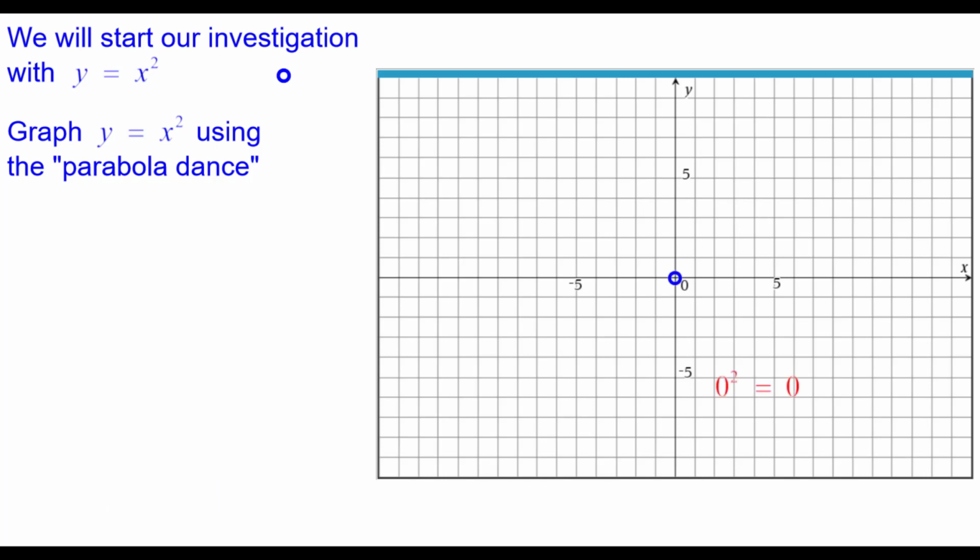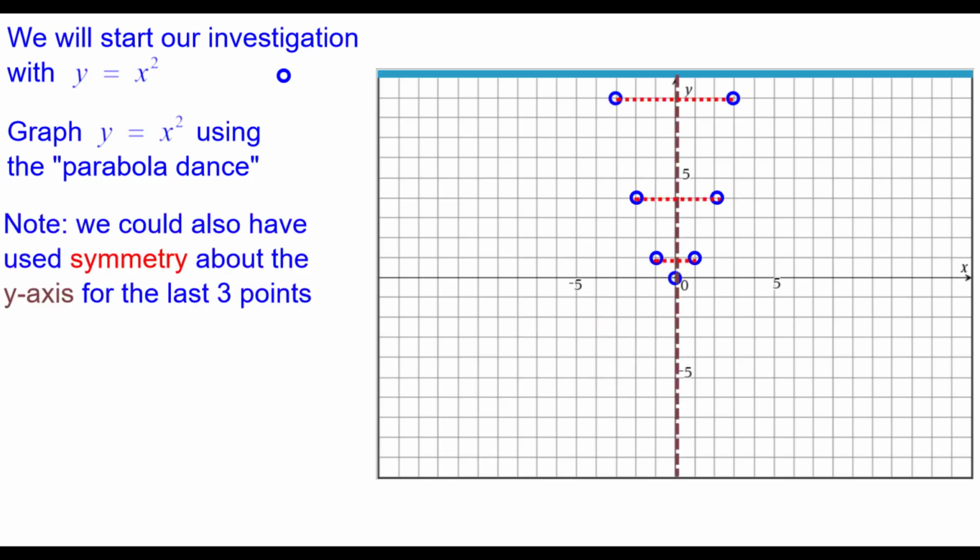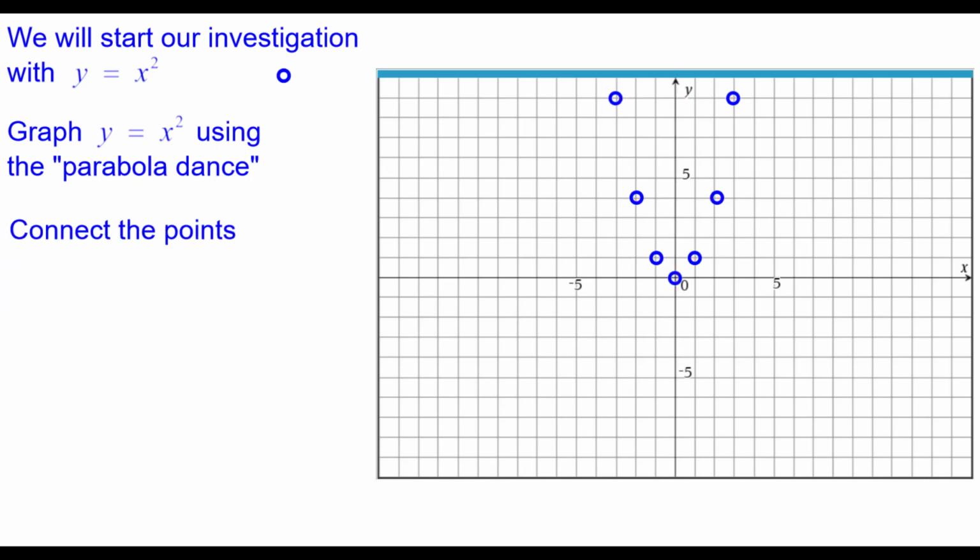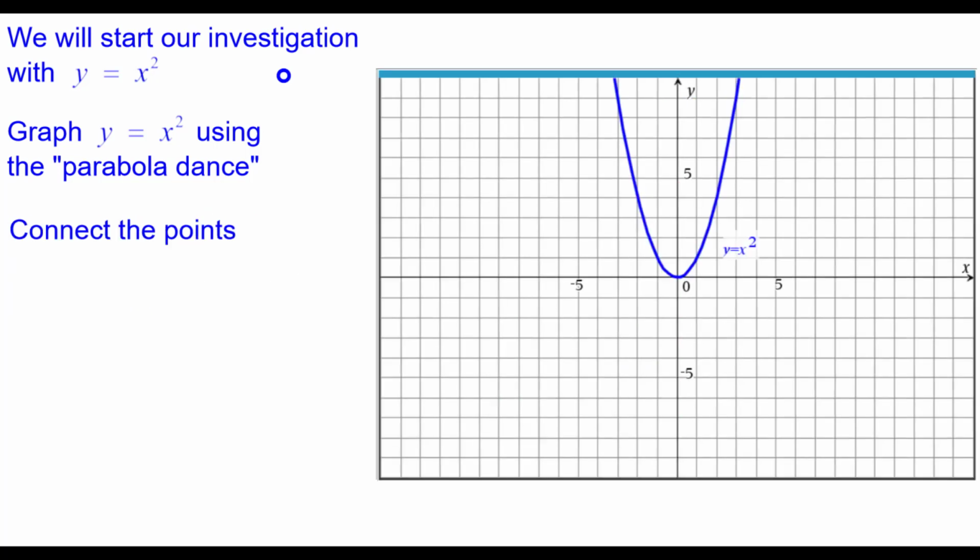So 0 squared is equal to 0. That's the vertex. From there, right 1 up 1, because 1 squared is 1. Right 2 up 4. Right 3 up 9. And then on the other side, left 1 up 1. Left 2 up 4. And left 3 up 9. We could have also used symmetry to get those last 3 points, symmetry about the y-axis. Connect the points, and there's our parabola.